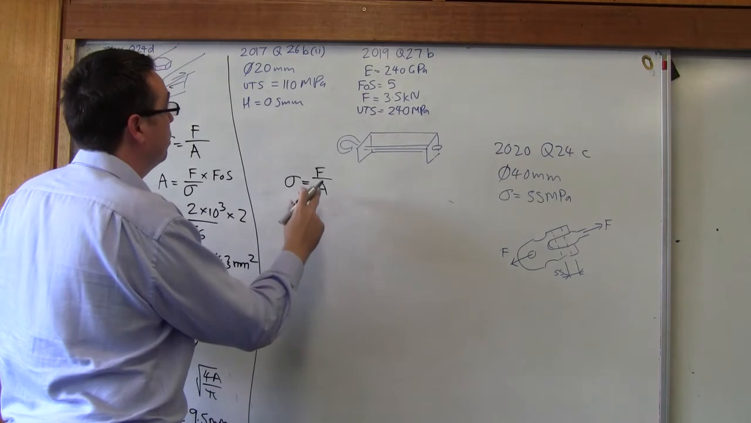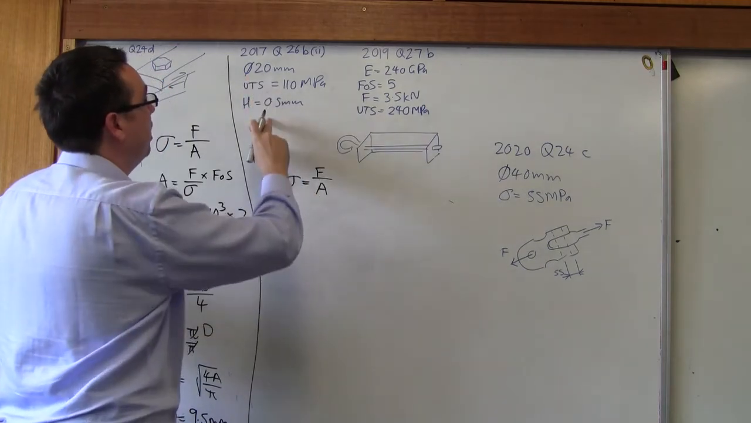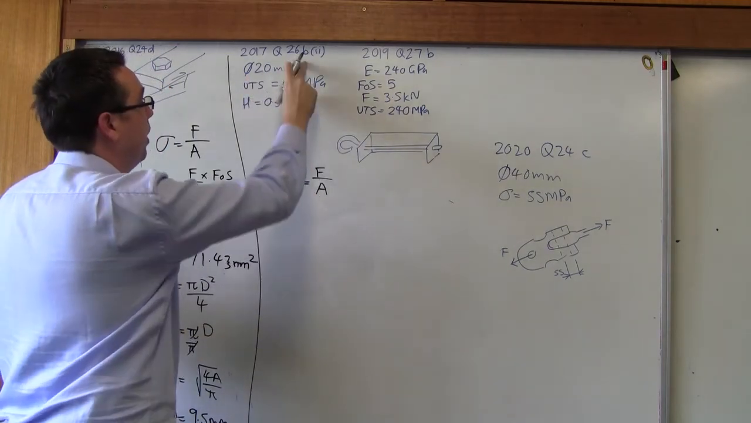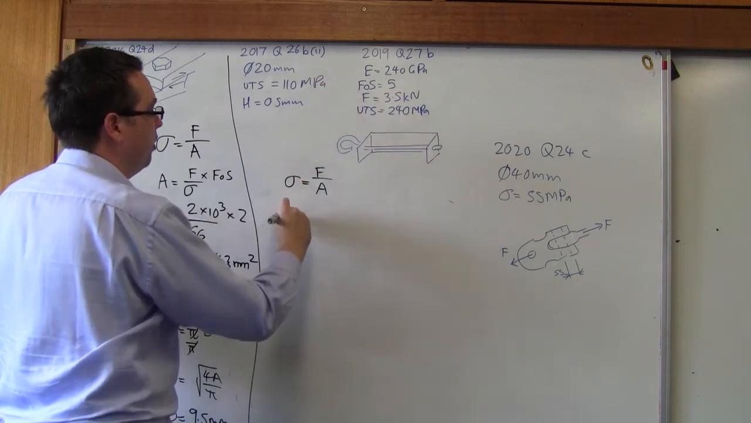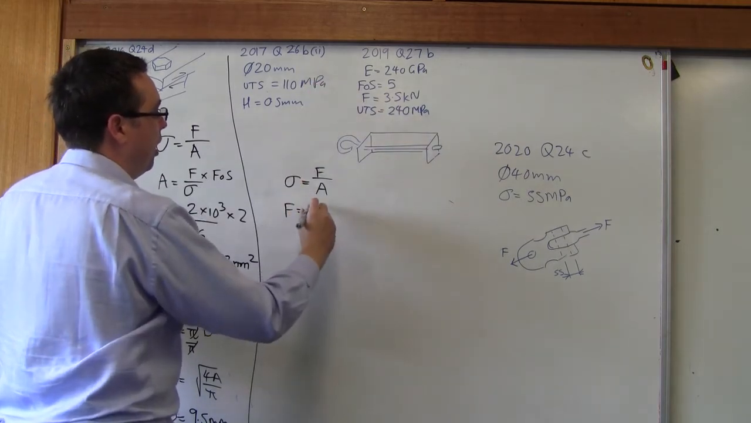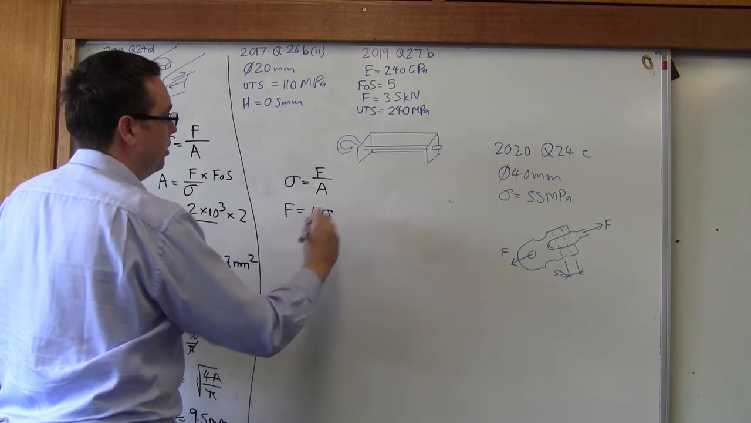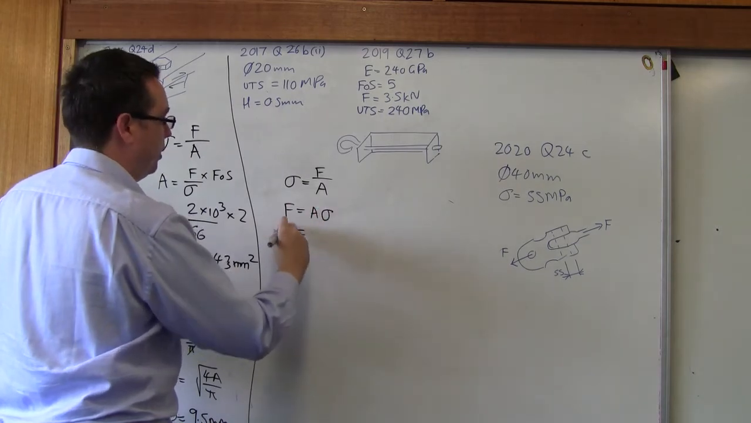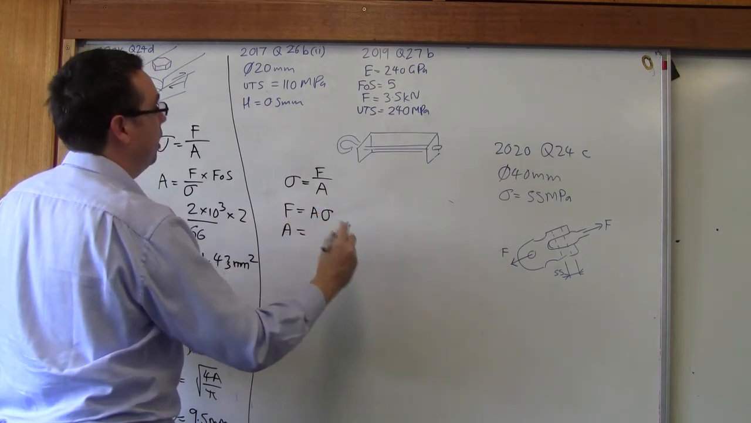Okay, so stress equals force over area. Now, what are we looking at finding here? We've been given the area, we've been given the stress, so we're going to be finding force. Force equals area times stress. So what is our area? Well, let's calculate.